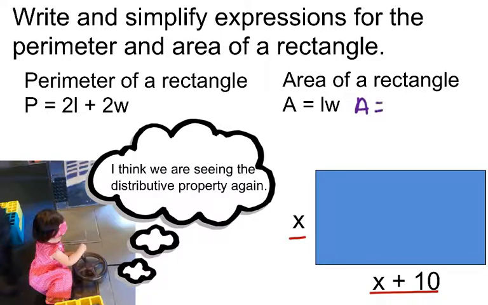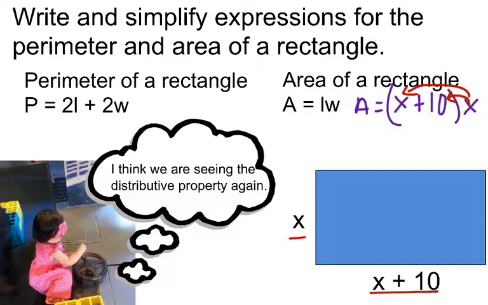We'll plug in what we know. Area equals x plus 10 times x. And of course, my commutative property of multiplication says that I can reverse the order, but I need to remember my distributive property rules. So I always want to do my parentheses first, but if I can't do what's inside the parentheses, for example, x plus 10, I can redistribute the numbers to simplify an expression.